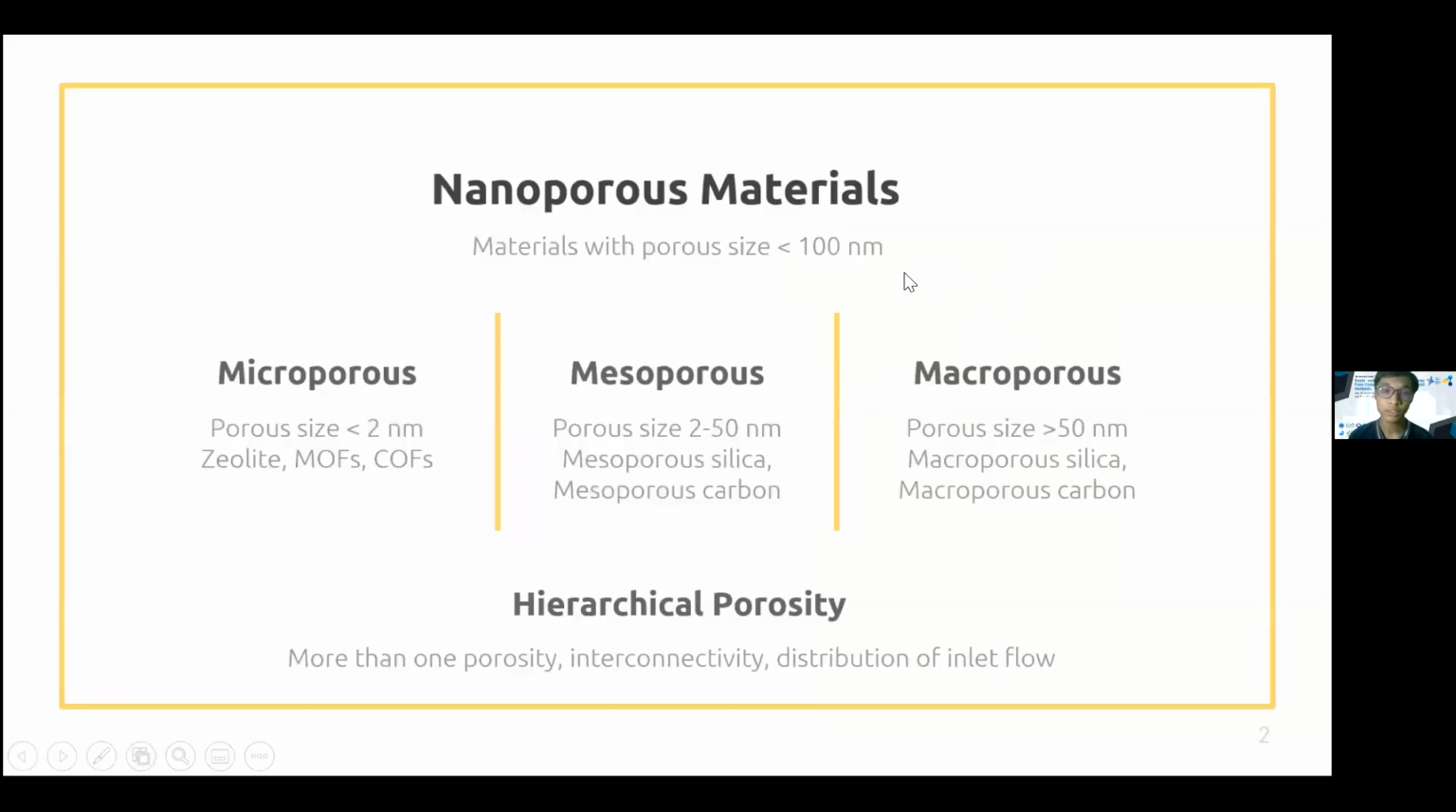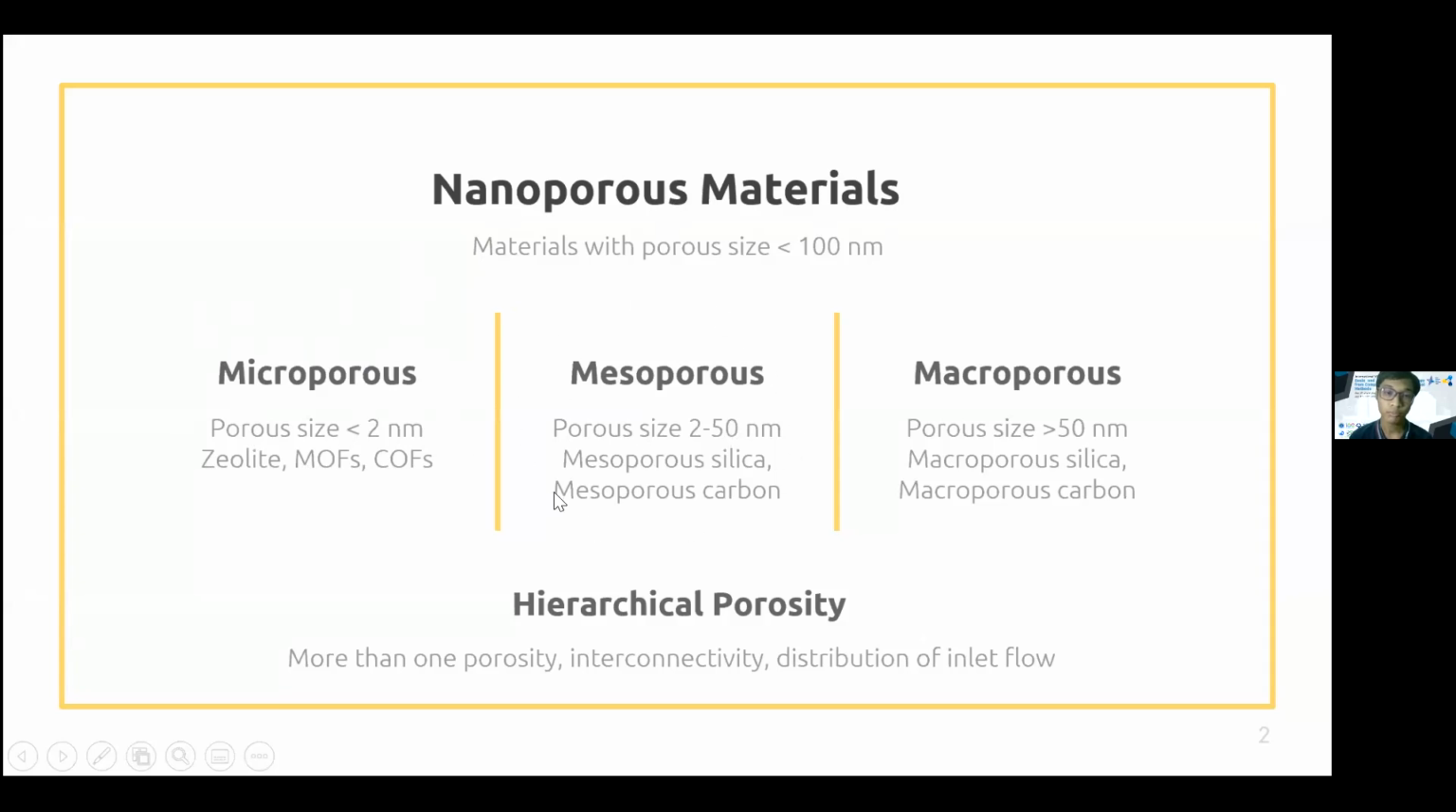First, nanoporous materials are materials with porous size less than 100 nanometers. So the parameter to classify a material as nanoporous is based on the porous size, not the material size. The nanoporous materials can be classified into 3 categories based on the porous size. The smallest is the microporous, with porous size less than 2 nanometers. The example is zeolite, MOFs, or metal organic frameworks, and covalent organic frameworks, or COFs.